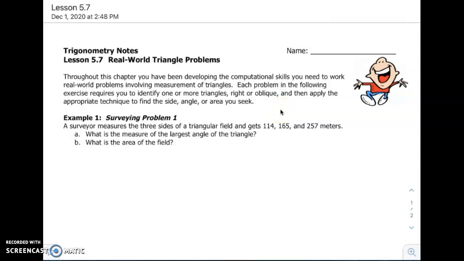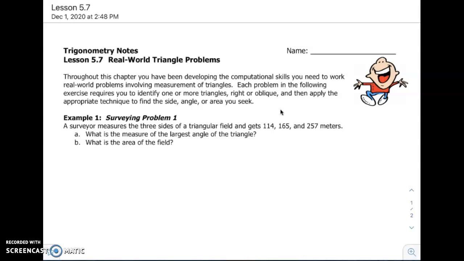In lesson 5.7, we are talking about real-world triangle problems, and we're focusing today on oblique triangles, so triangles that do not have a 90-degree angle in them. So in example 1, a surveyor measures the three sides of a triangular field and gets 114, 165, and 257 meters. What is the measure of the largest angle of the triangle, and what is the area of the field?